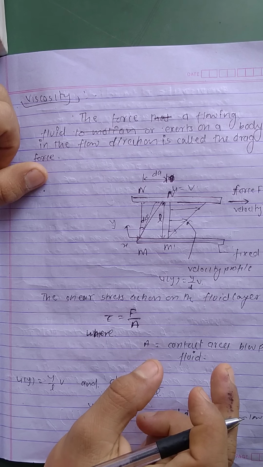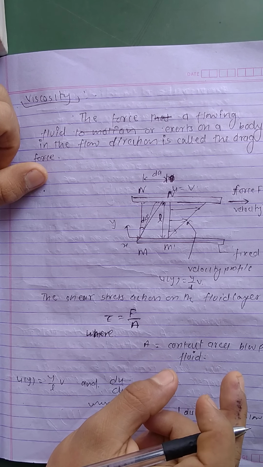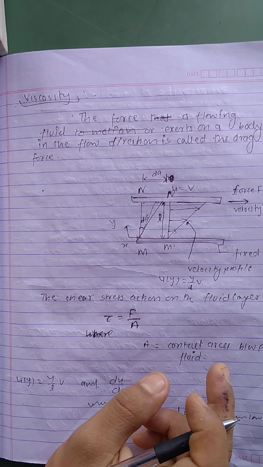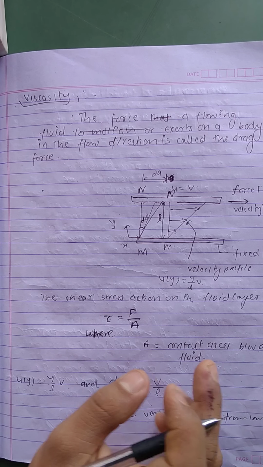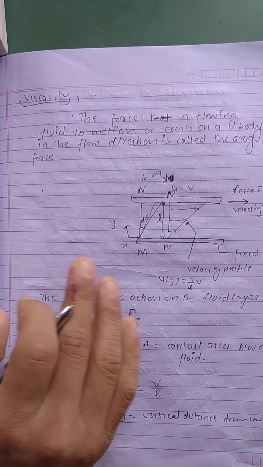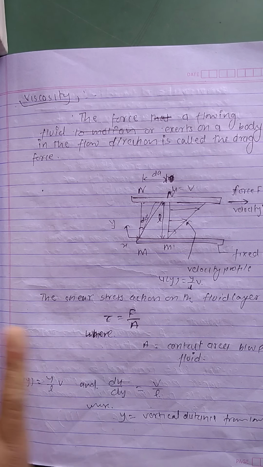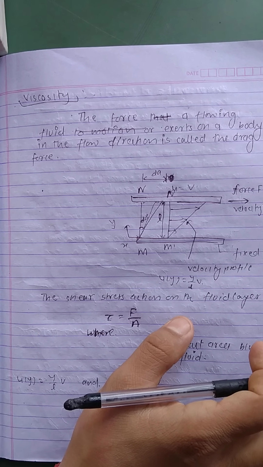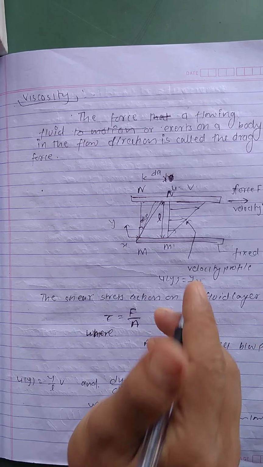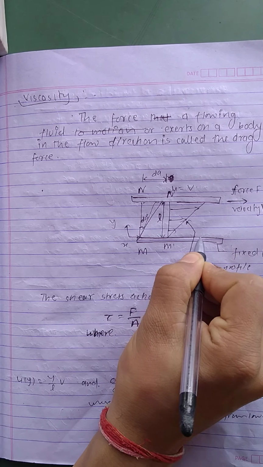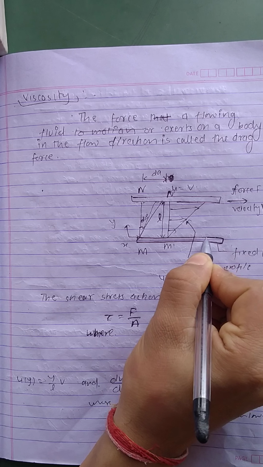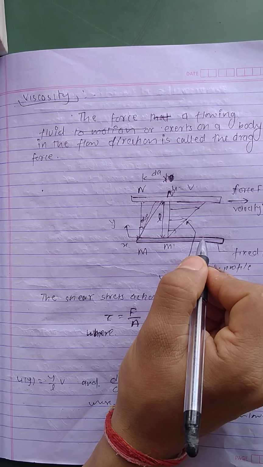Note that the fluid layer deforms continuously under the influence of shear stress. In the case of a solid, if you remove the deforming force, it will not deform further. But in the case of a fluid, it will deform continuously. The fluid in contact with the lower plate assumes the velocity of the plate, which is 0. The lower plate is held fixed, so the fluid sticks to it and its velocity is 0.